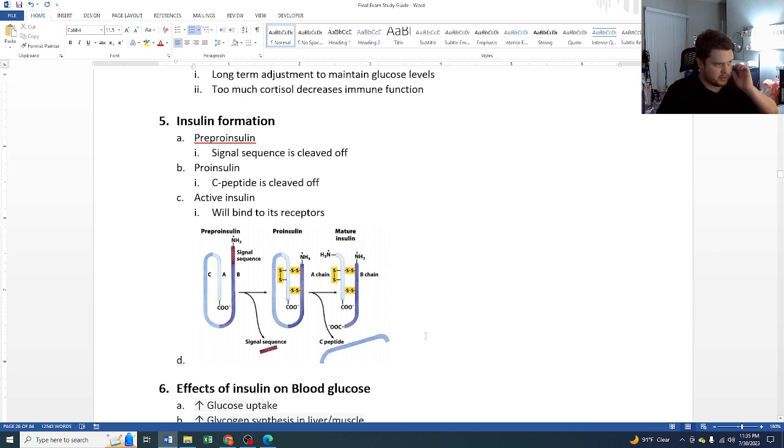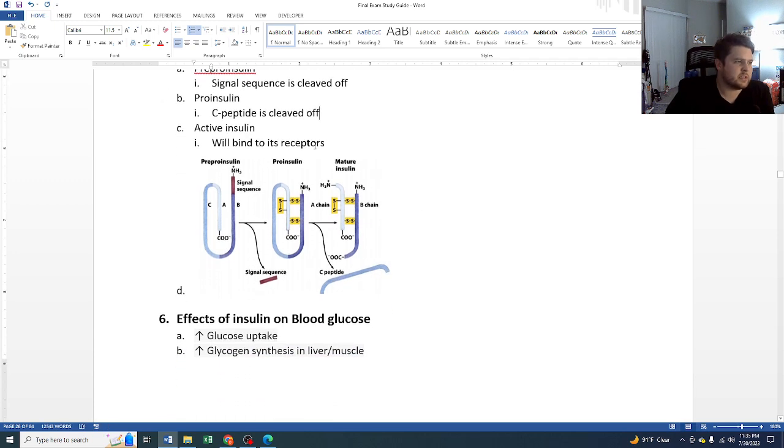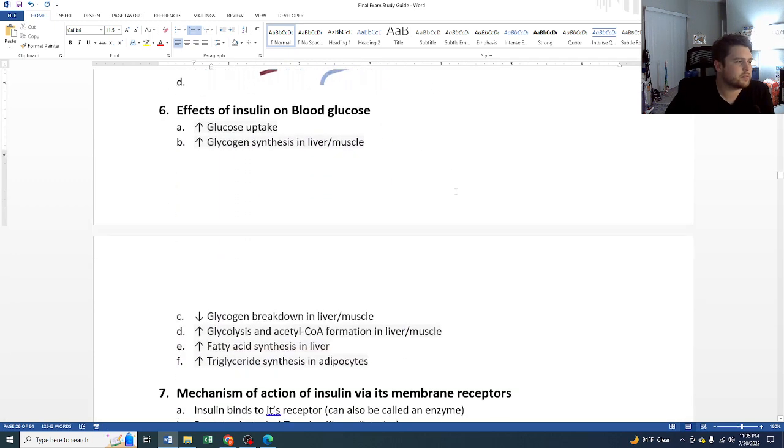Making of insulin. These are the steps. It starts as pre-proinsulin. Then it gets cleaved and makes proinsulin, and then we will end up with active insulin by another removing of this C peptide. I would know the names and just the rough idea that there's cleavage of stuff off, like the C peptide. I would know that. And then the active insulin can go and bind to its receptors.